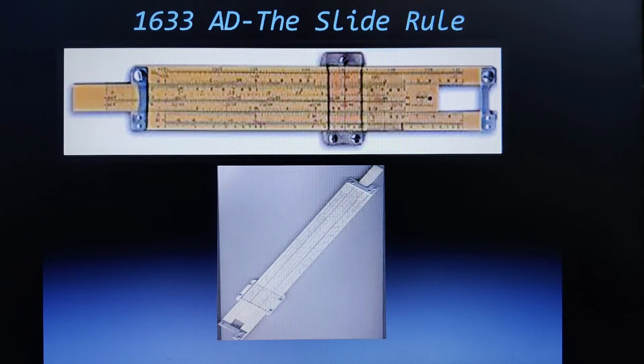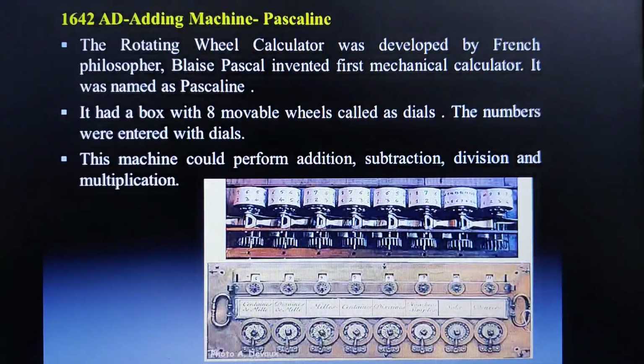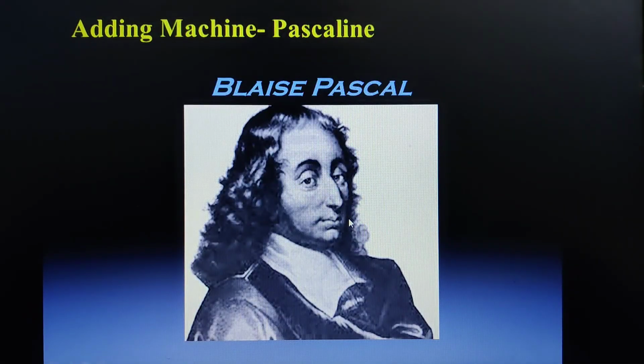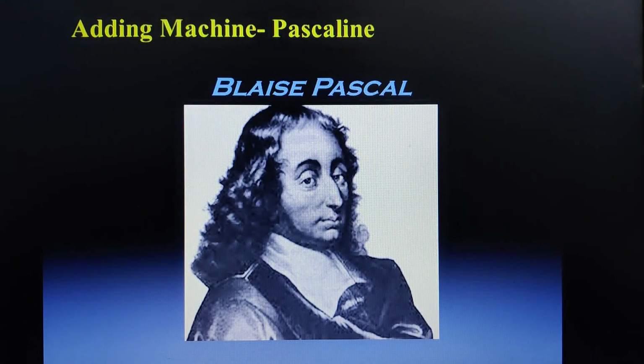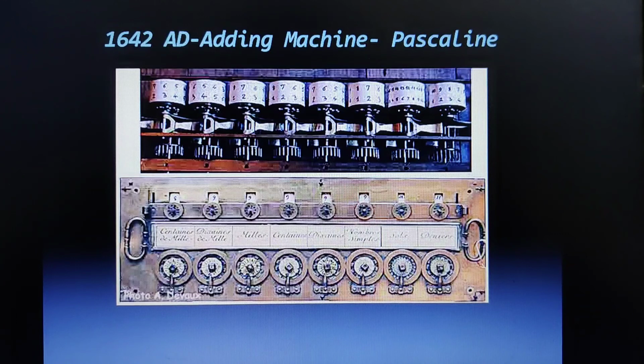Next we are going to discuss the adding machine known as Pascaline. This is how the adding machine looks. It is also referred to as a rotating wheel calculator, developed by a French philosopher known as Blaise Pascal. Blaise Pascal devised this machine at the age of 19 itself. The machine was named after him, so it is also called Pascaline.